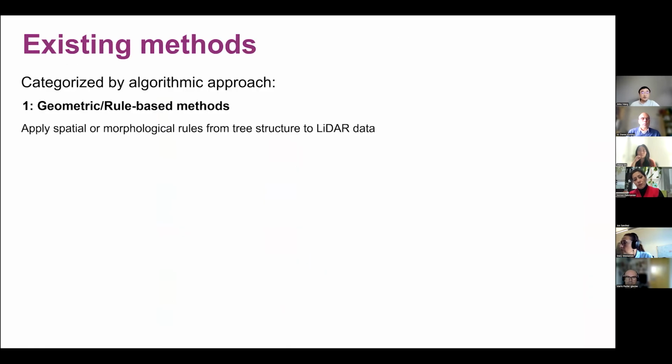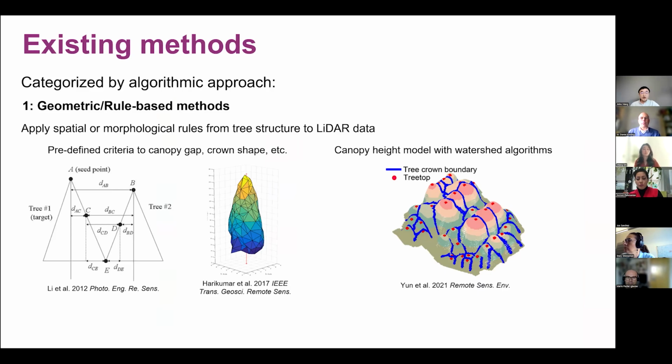This brings us to the different algorithmic approaches, which can be roughly categorized into three major groups. The first one is the geometric or rule-based methods. These are the most traditional computational methods. They apply spatial or morphological rules based on our general understanding of what a tree looks like.